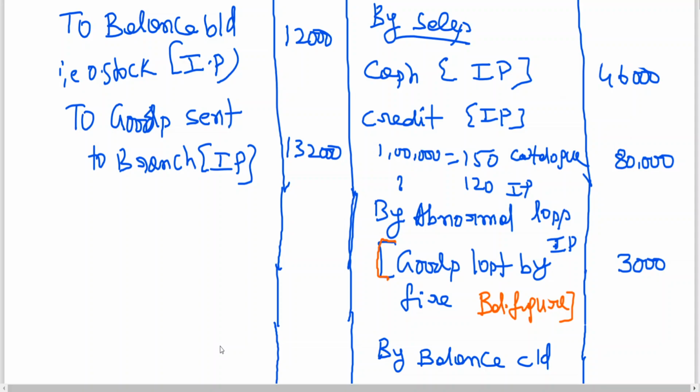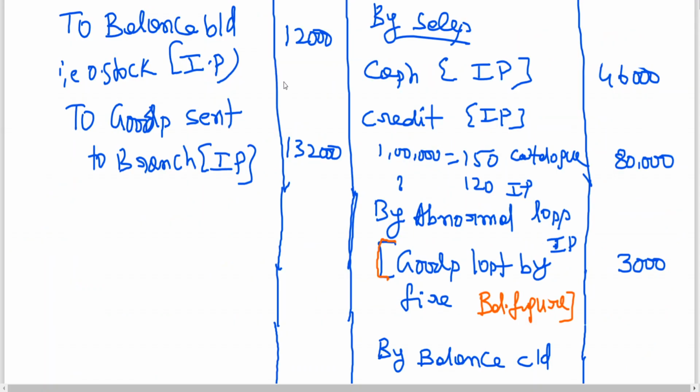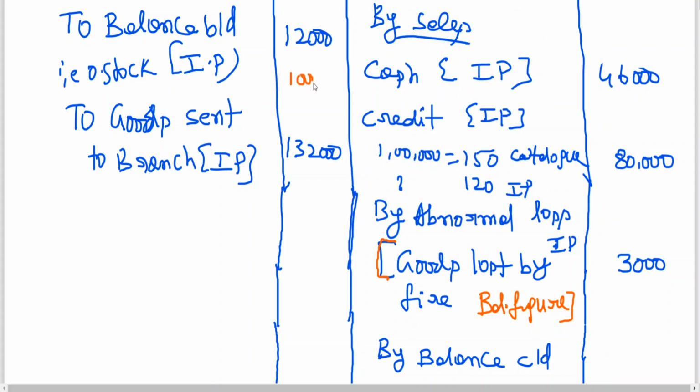Just for your understanding, if I put it at cost price, what will happen? Let me see. I'm not going to write anything. This 12,000 is at 120. So I want to convert this into 100%. I'll put it in red color. Understand the alternative. Then this will become 10,000.